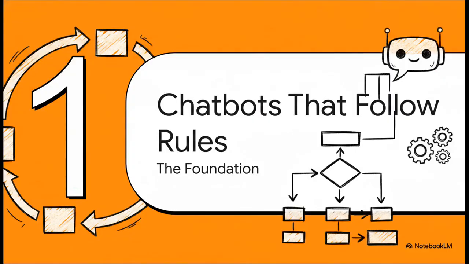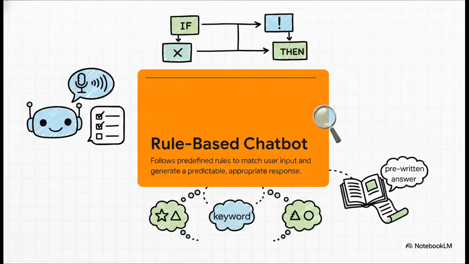All right. So we're going to kick things off with the absolute basics, a chatbot that literally just follows a set of rules. This is really the bedrock for understanding how all conversational bots get their start. So what exactly is a rule-based chatbot? Well, honestly, it's pretty much what it sounds like. It's not doing any deep thinking or learning on its own. It's more like a really obedient actor following a script. It scans what you type for specific words or patterns, and then just pulls a pre-written response from its playbook.